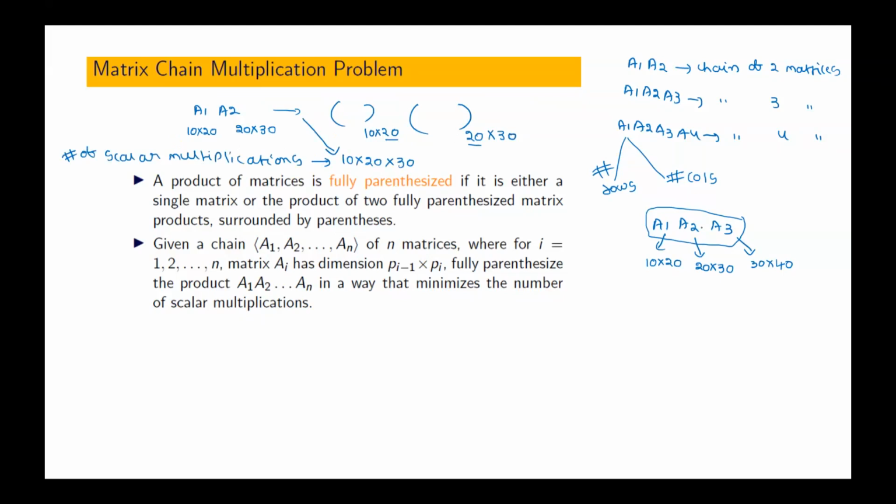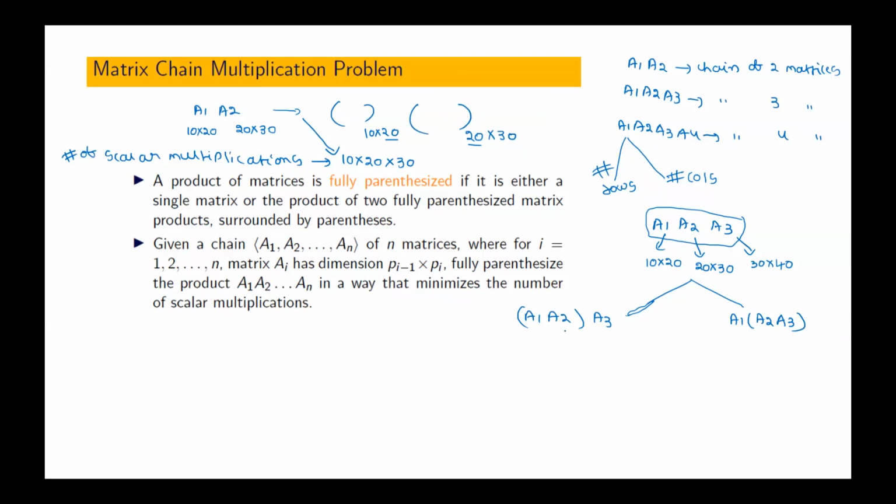For example, if we are given three matrices, in how many different ways can we find the product? One way of finding the product is to calculate A1, A2, and then multiply that result with A3. Is there any other way of calculating the product? First, we can multiply A2, A3, and then multiply the result with A1. This is another way of multiplying.